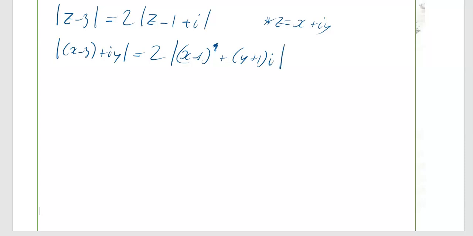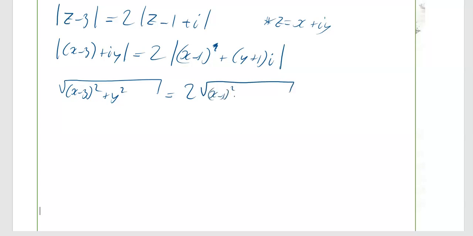Okay, now we can do the modulus of this. We actually work that out. So it's going to be the square root of x minus 3 all squared plus y squared is equal to 2 upon the square root of x minus 1 all squared plus y plus 1 all squared. Okay, really it's just a bit of algebra work from here on in.